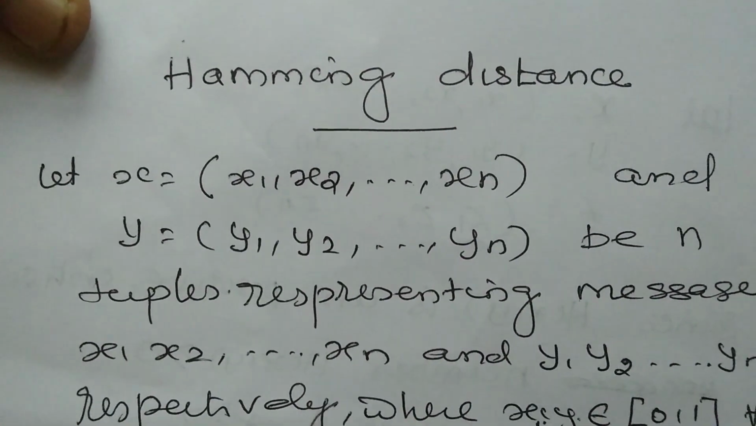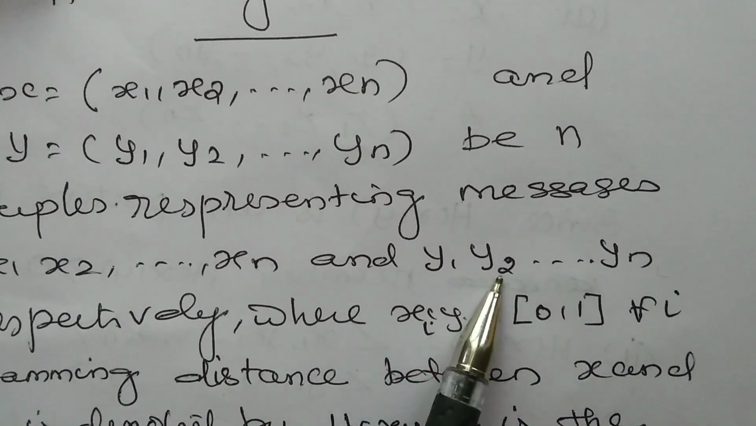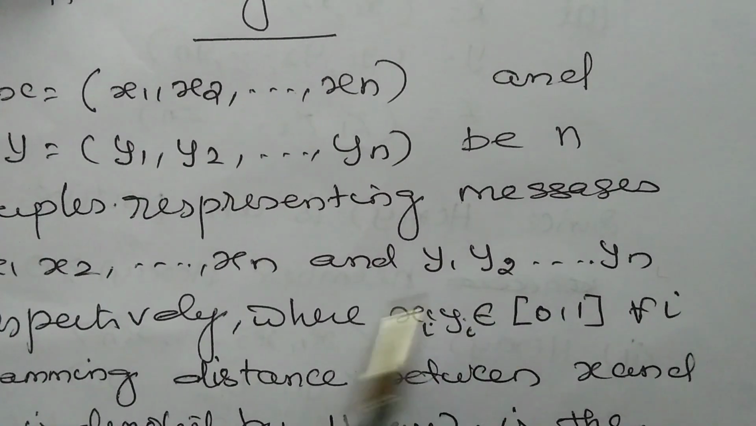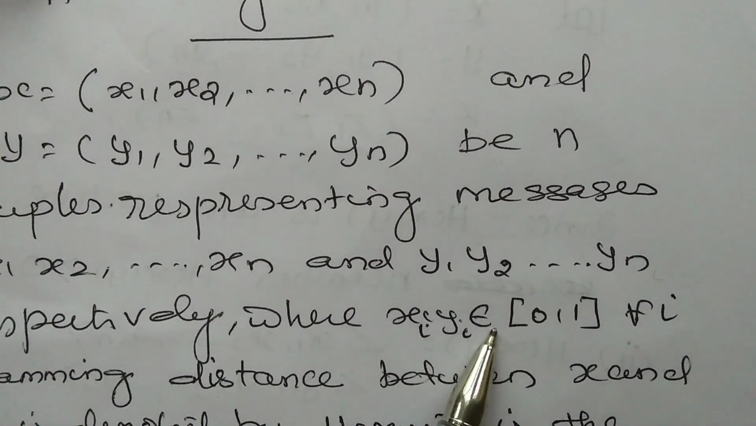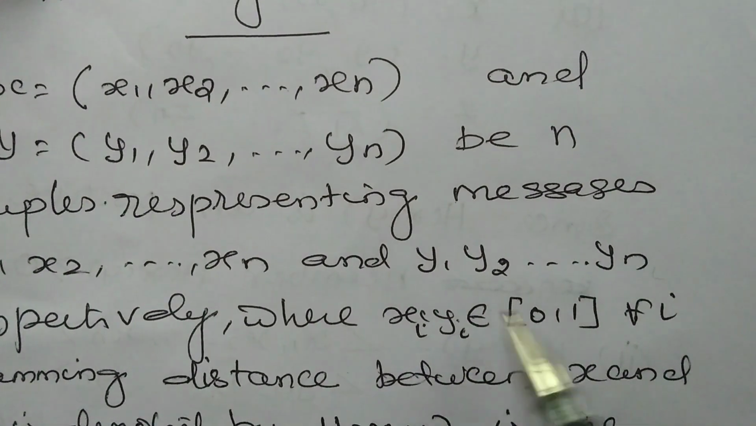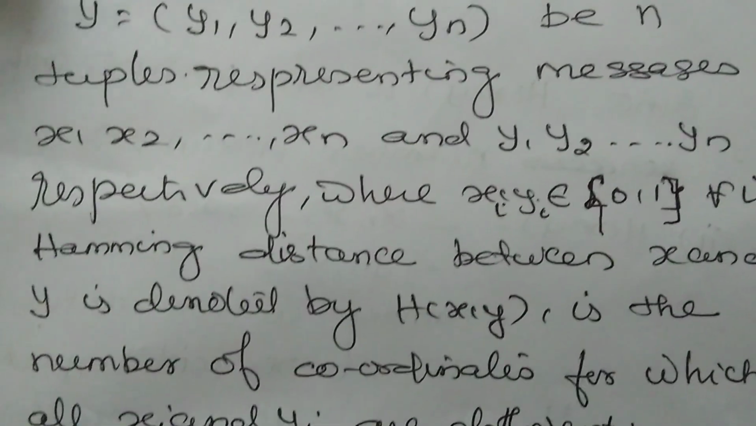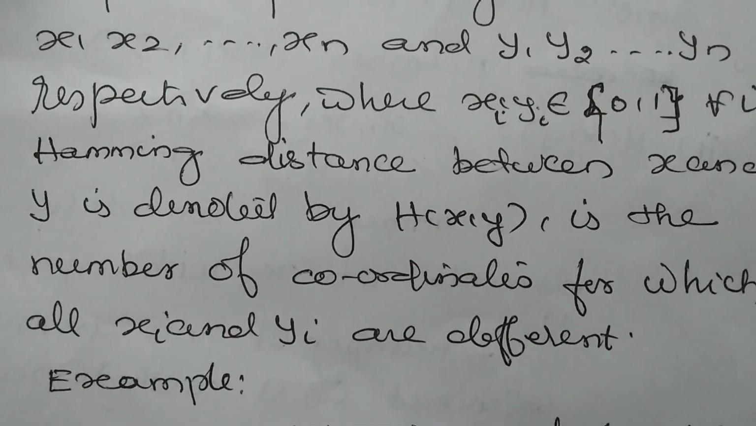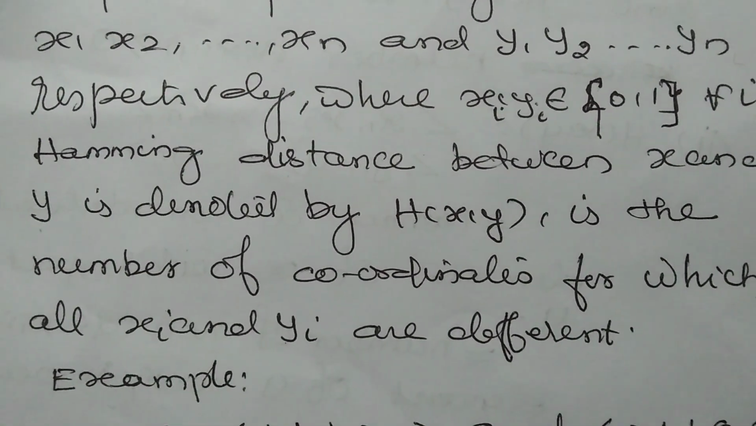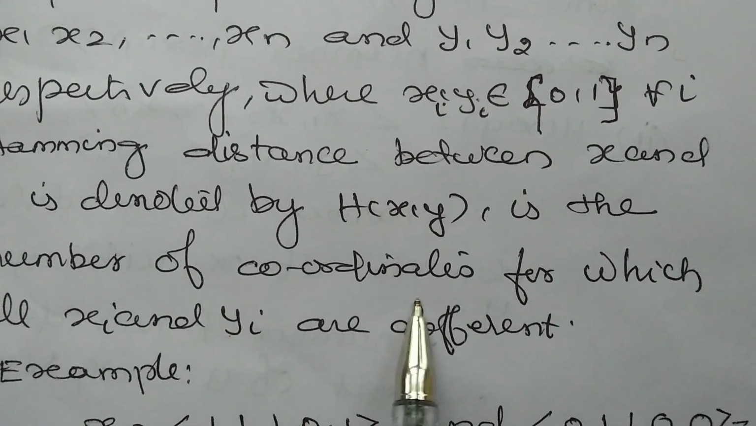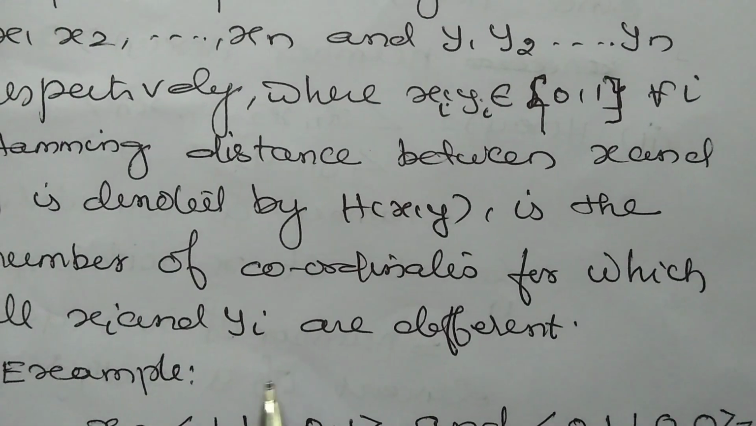The messages are x1, x2, etc. xn, and y1, y2, etc. yn respectively, where xi, yi belong to 0, 1. This is actually only 0 and 1 for all i. Now we can define this Hamming distance as h of x, y is the number of coordinates for which the xi's and yi's are different.